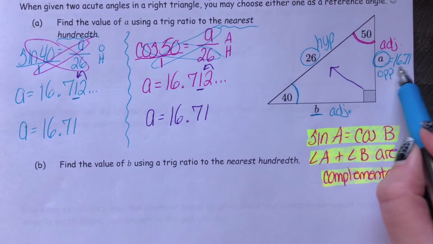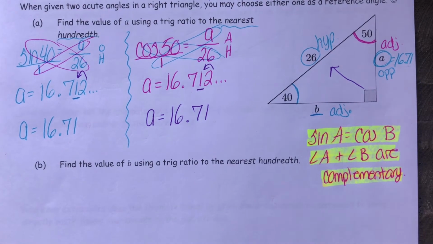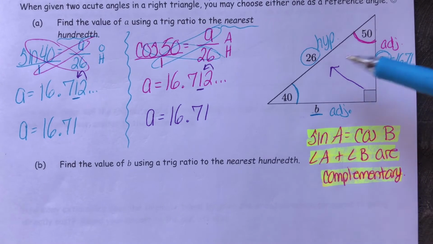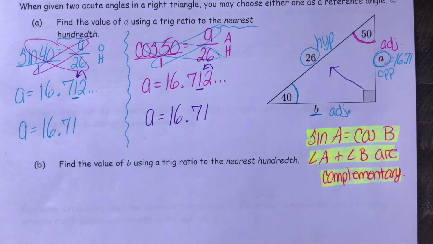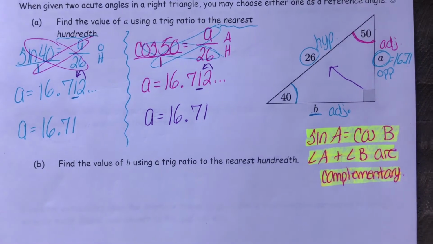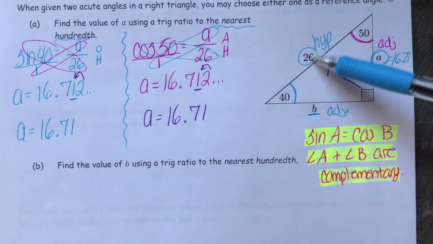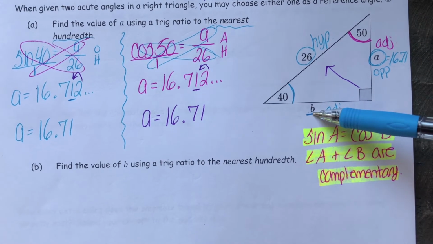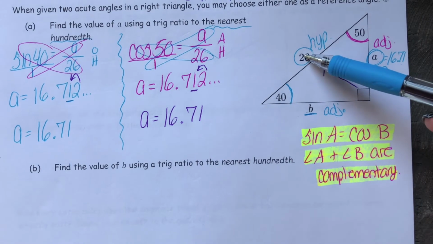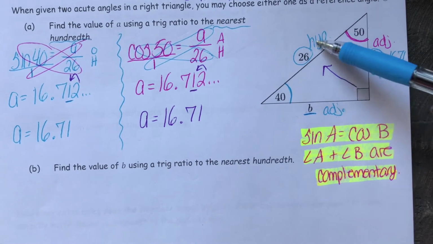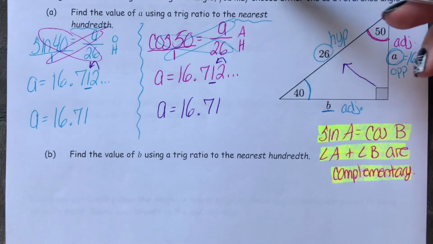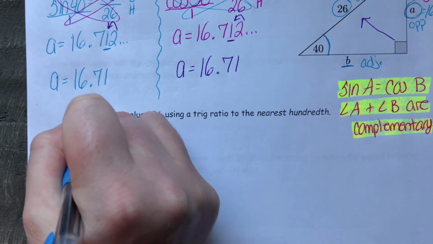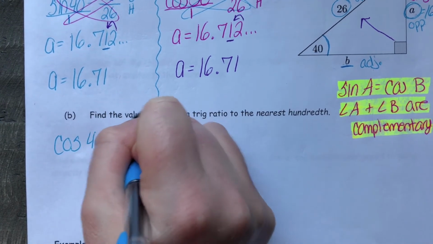Illegal. Do not ever, ever, ever use a rounded answer to find another section to the question. You want to use a value that they gave you. Actually, I shouldn't have said whole number. It doesn't have to be a whole number, but you have to use a value that they gave you. You can't use a rounded number. Illegal. So that's why I'm going to use B, my adjacent side, with the 26. So adjacent and hypotenuse, cosine.